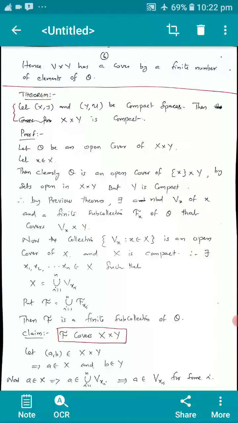Next theorem: let (X, τ) and (Y, υ) be compact spaces. Then X × Y is compact. That is the product space. When X and Y are compact spaces, the product space X × Y is again compact. That's what we are proving.